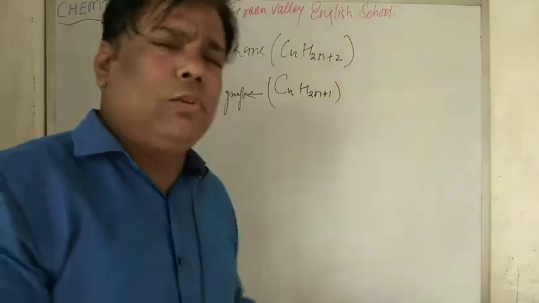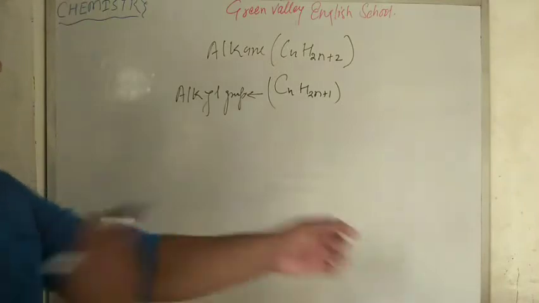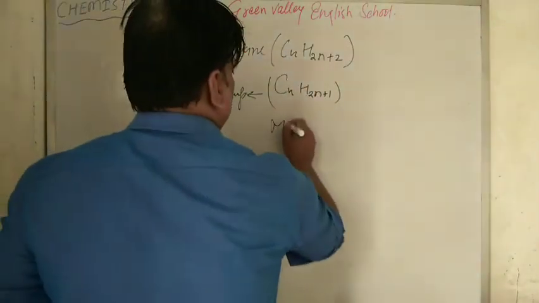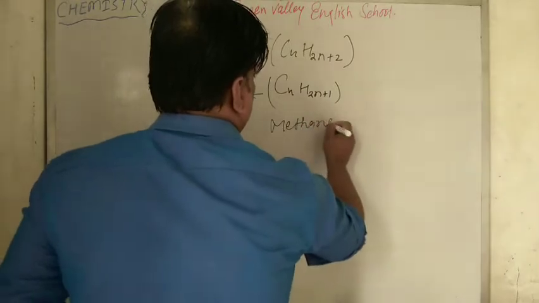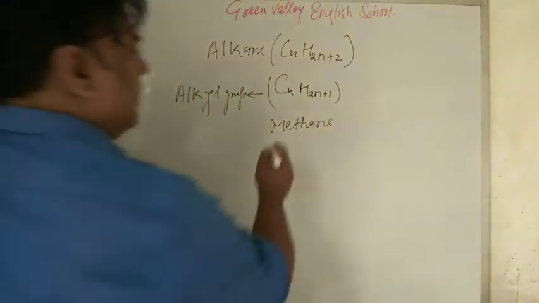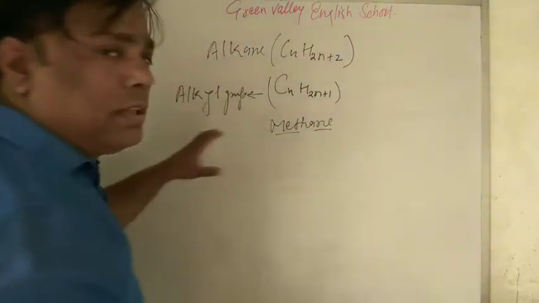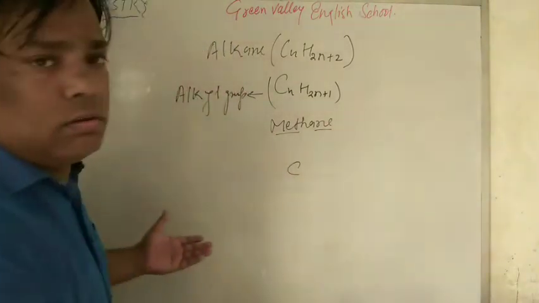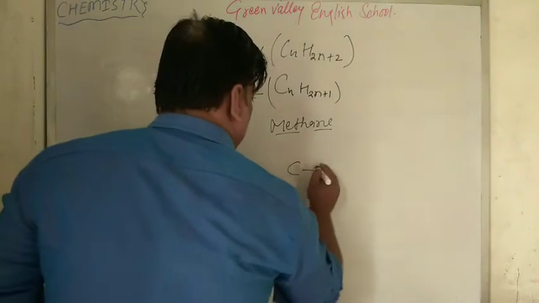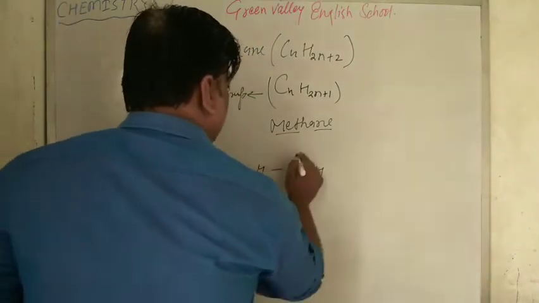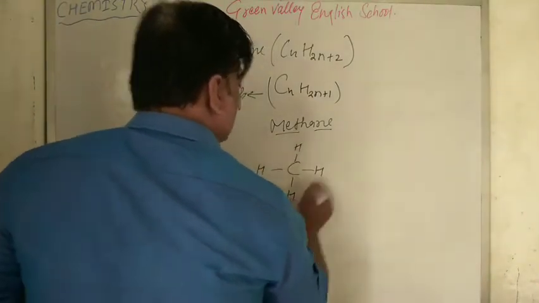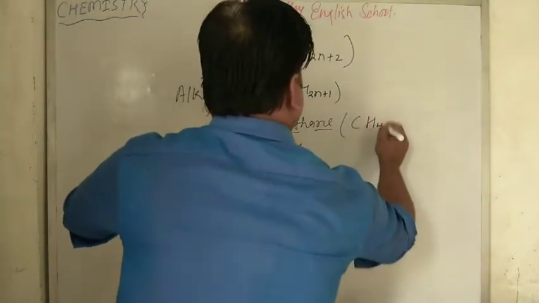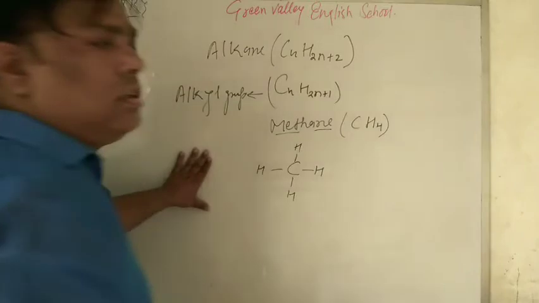Why do we need the alkyl group? Let us take an example. Suppose that we have methane. So that is meth plus ane. Meth means one carbon. Ane means single bond. If there is a single bond, then the formula becomes CH4. That is CnH2n plus 2.